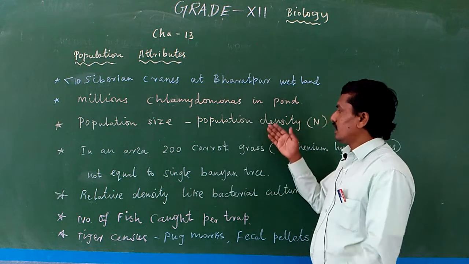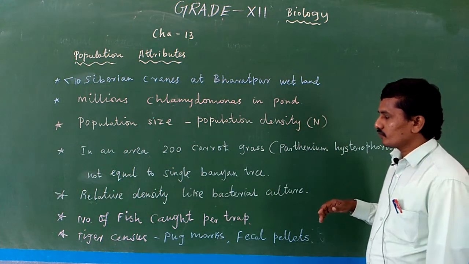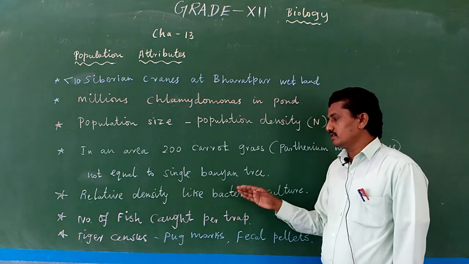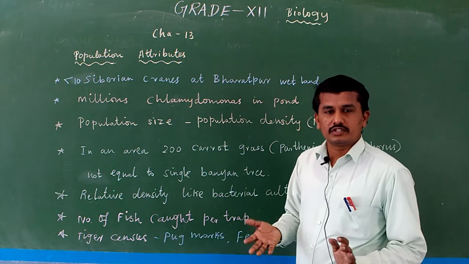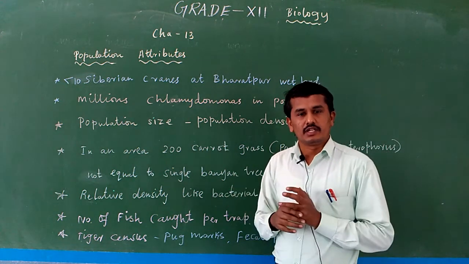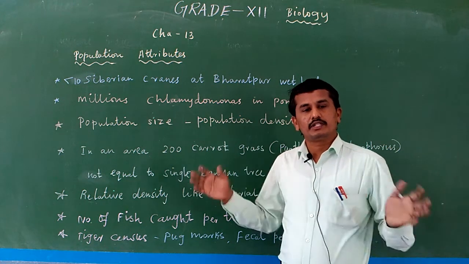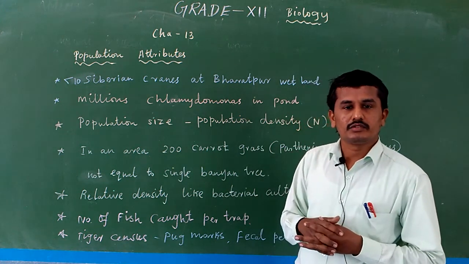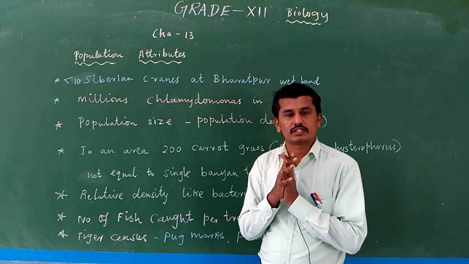So population density is designated as n. Normally we use relative density for the calculation. Suppose the population size is small, we can easily count the organisms. But when the population size is large, for example Chlamydomonas, a group of Chlamydomonas is actually a population.